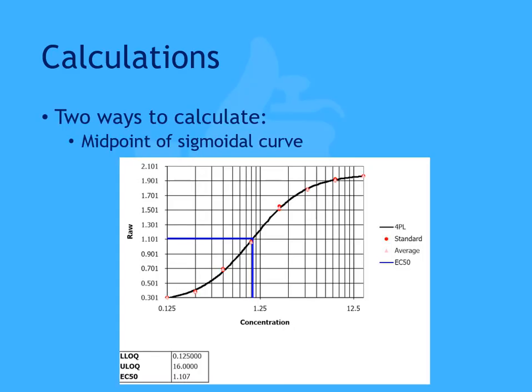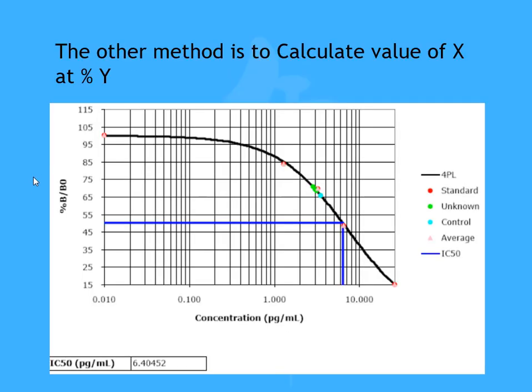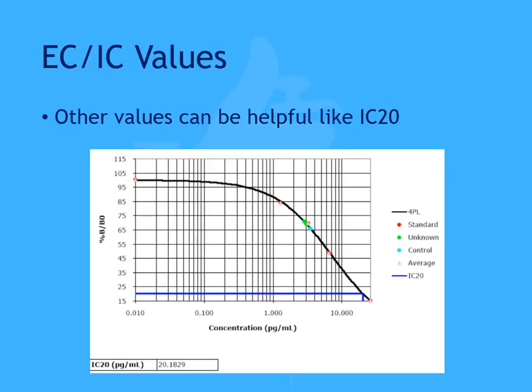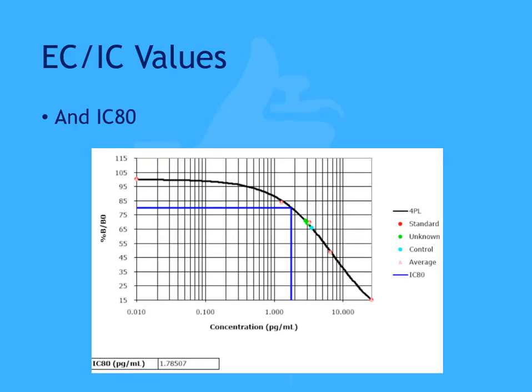One method is to use the C parameter of a 4PL or 5PL curve, which refers to the midpoint of the curve. The other method is useful if your y-axis reports a percentage. You can then use an evaluation to calculate the value of x when the percentage y equals the desired values. For example, we've calculated the IC value for this assay, and with a percentage on the y-axis, we can also set up evaluations to report the value of x at different y values, like the IC20 or IC80.